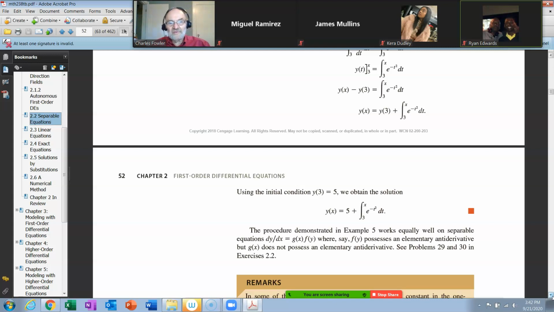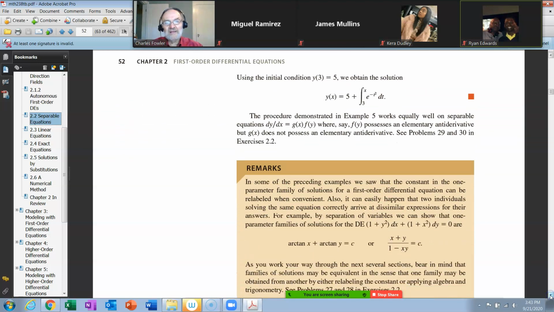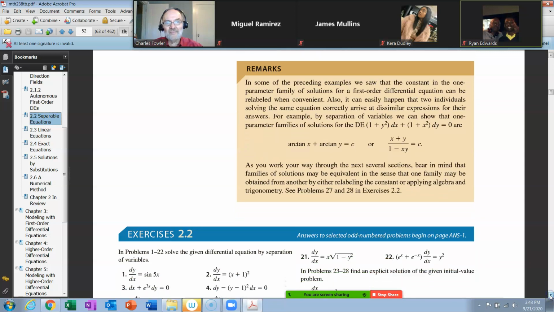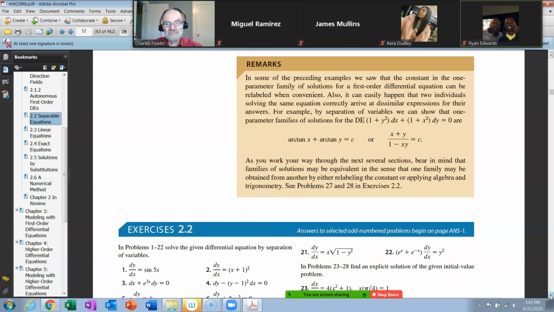The procedure demonstrated here works equally well on separable equations, g of x times f of y, where, say, f of y produces an elementary derivative, but g of x does not. Then you would have just the right hand side, the x side being an integral, the y you can calculate. Now here are the remarks. Usually I don't do much on those, and I don't think I will this time either. I don't see anything special here.